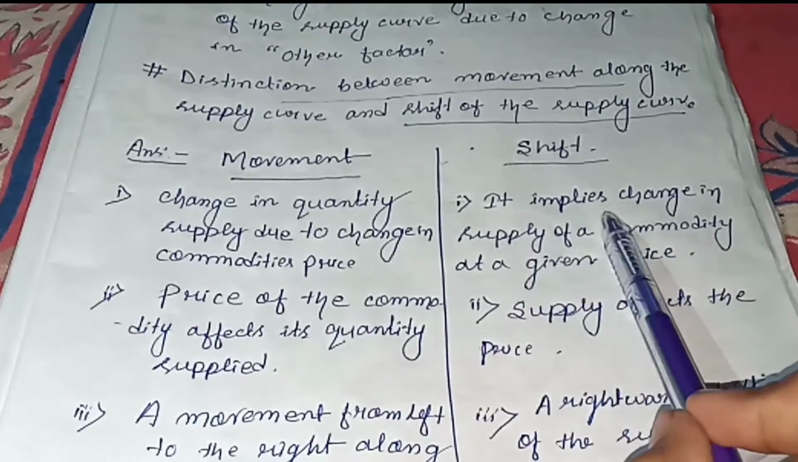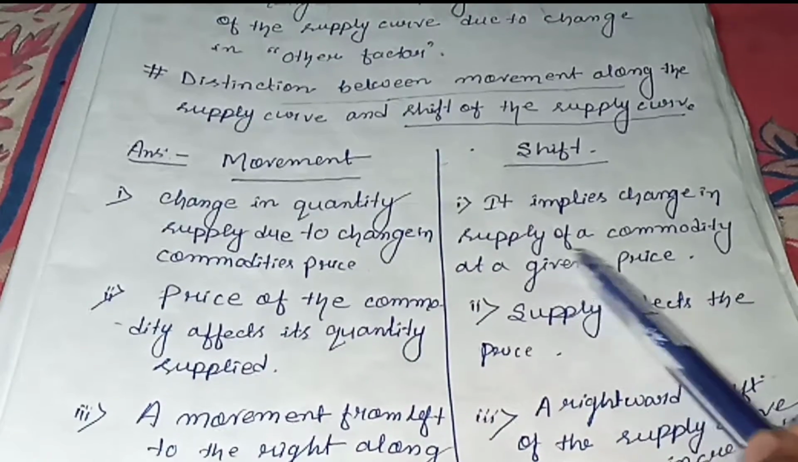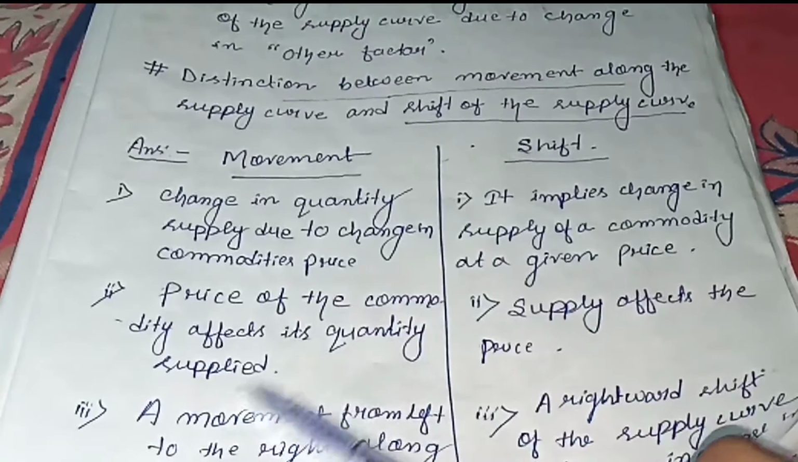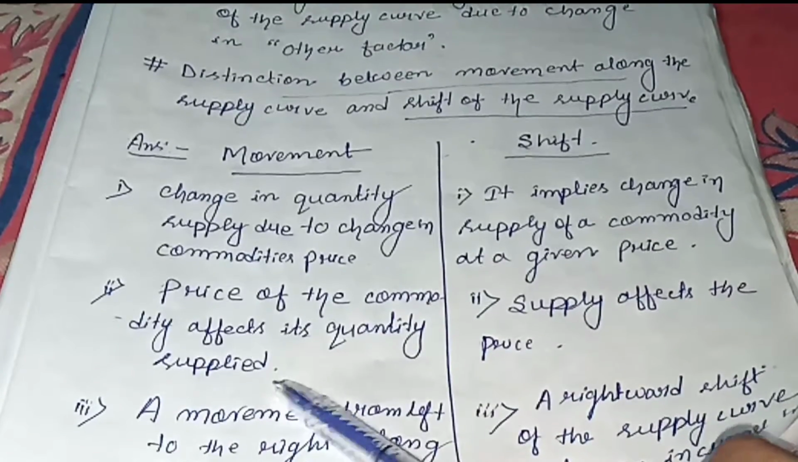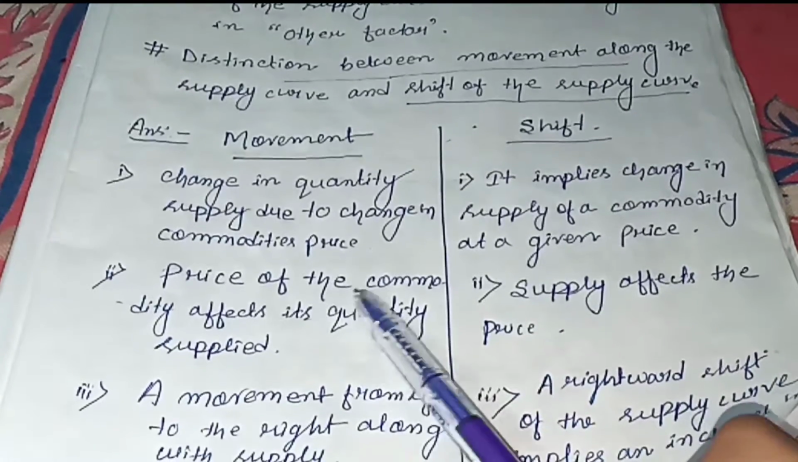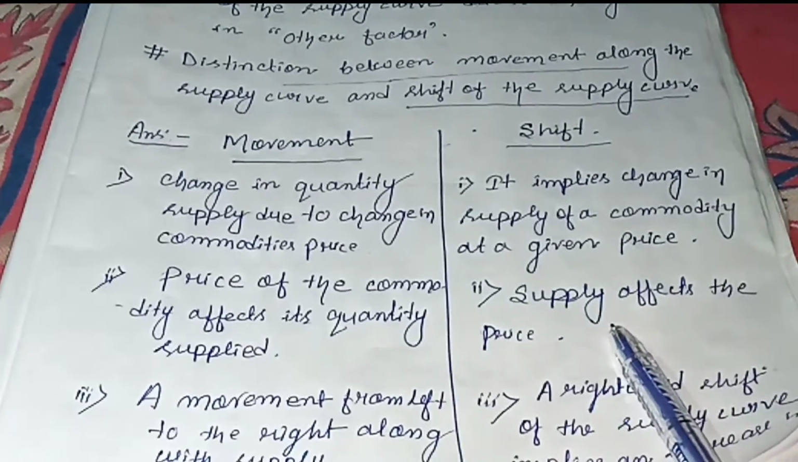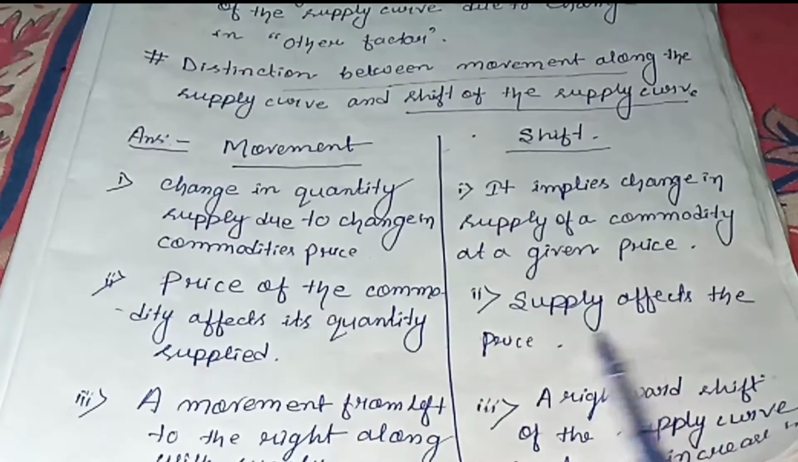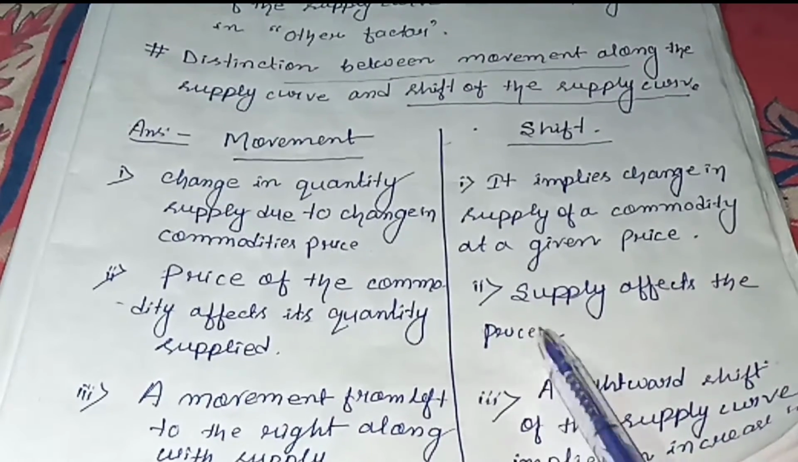A shift in the supply curve implies a change in the supply of a commodity at a given price. The price of the commodity affects its quantity supplied. Only the price of the commodity affects the movement along the supply curve, and in a shift of the supply curve or change in supply, other factors affect the supply.